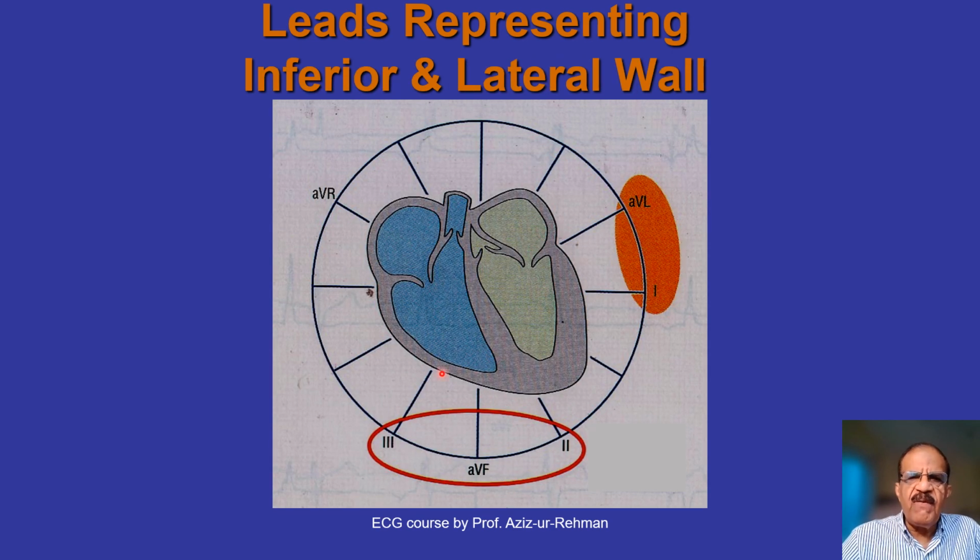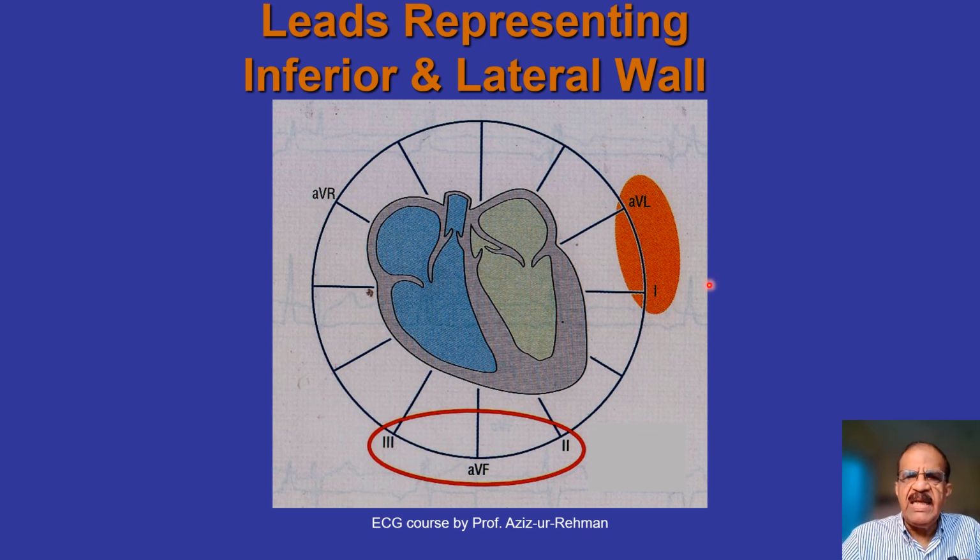Similarly, we have an inferior wall representation, and the inferior wall is represented by limb leads 2, 3, and AVF. The inferior wall is not represented by precordial leads. So whenever you suspect inferior wall infarction, that would occur as a result of right coronary artery occlusion, then you will look for changes in leads 2, 3, and AVF.